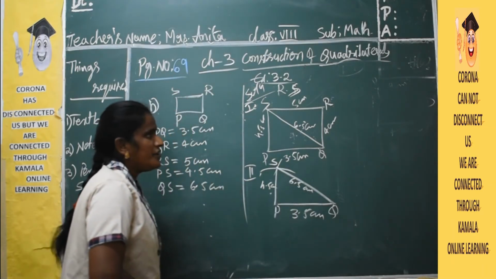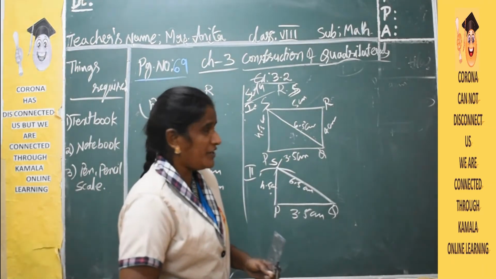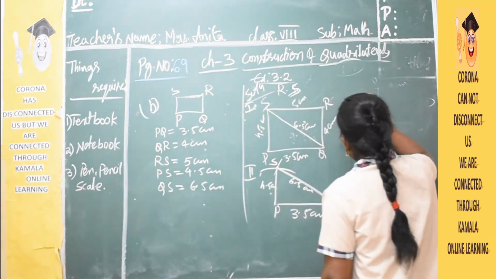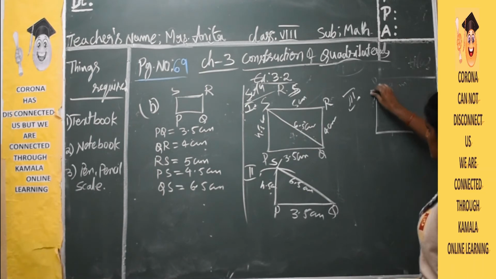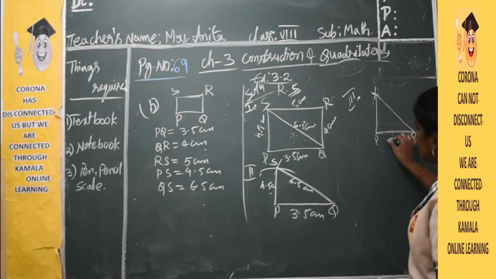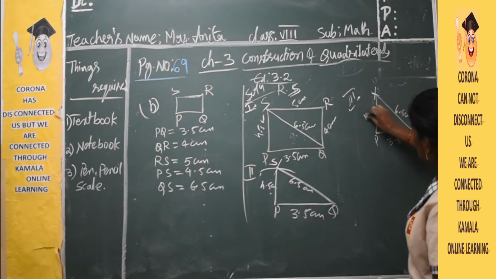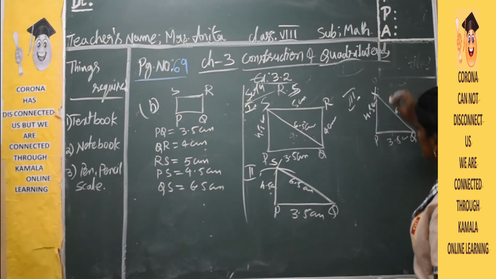Okay, children. Now we want one more point. What is that? Next step, you have to draw the complete figure. Okay, children. PQ is 3.5 centimeters, here 6.5 centimeters, and this is 4.5 centimeters.